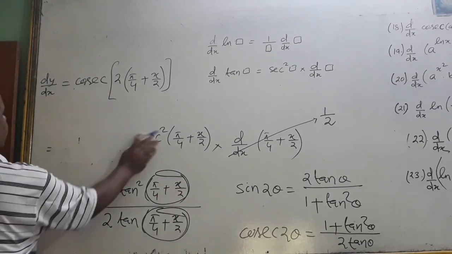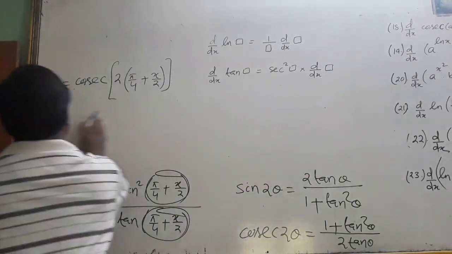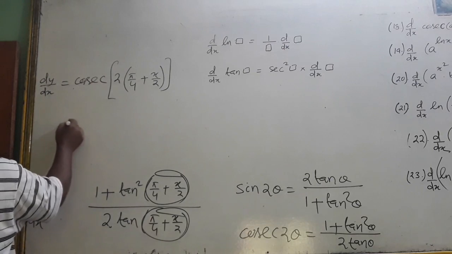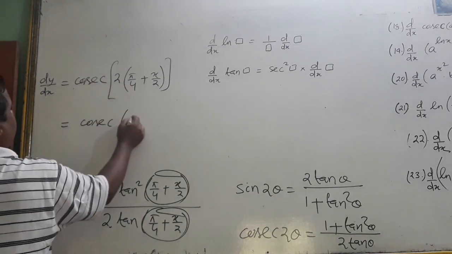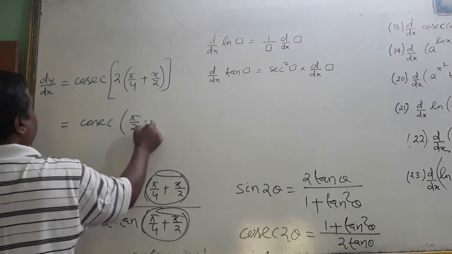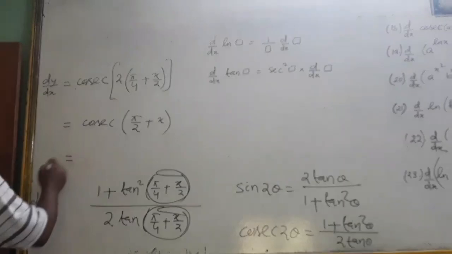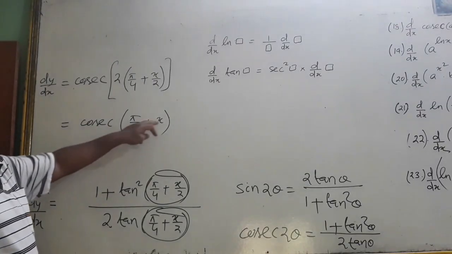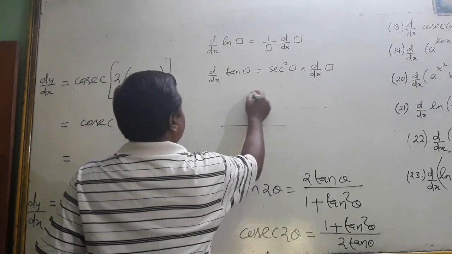Then tell me what will be the answer. And you know it. Answer is cosec 2 into pi by 4. It is what? Pi by 2. 2 into x by 2. It is what? X. And cosec pi by 2 plus x. What is cosec pi by 2?